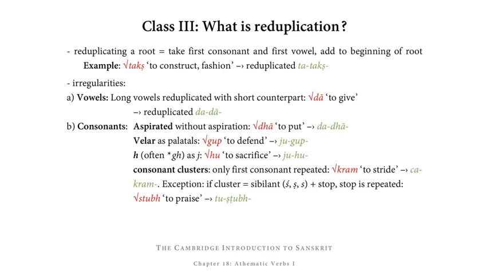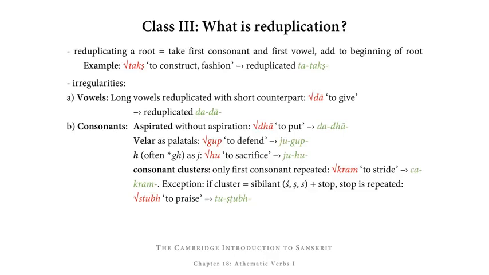So reduplication, let's take a closer look at it. Reduplicating a root means taking the first consonant and the first vowel of that root, putting them together and adding them to the beginning of the root. So for example, of the root taksh, which means to construct or to fashion something, we get a reduplicated form ta-taksh. What happened here was that the first consonant, t, and the first vowel, a, were taken, repeated or reduplicated, and added to the beginning of the root, and so from taksh we get ta-taksh.